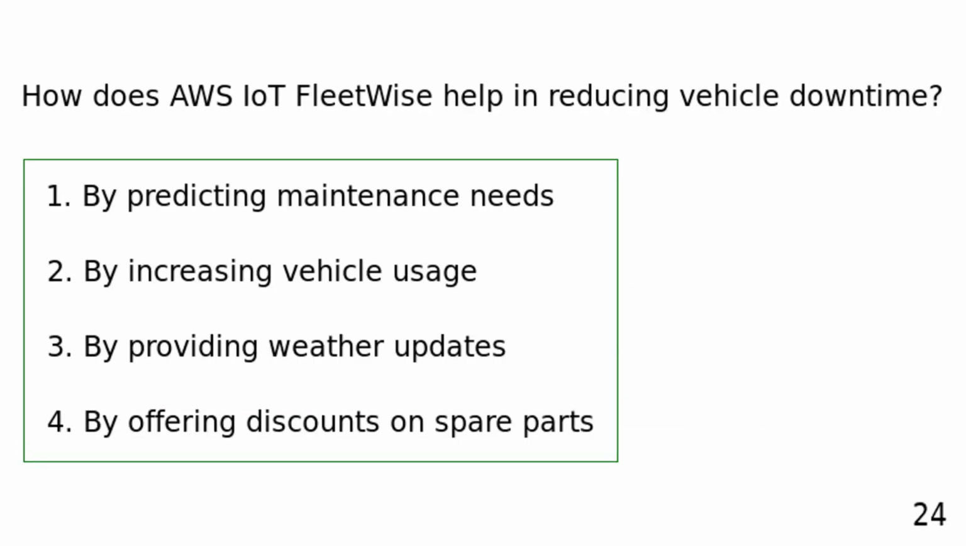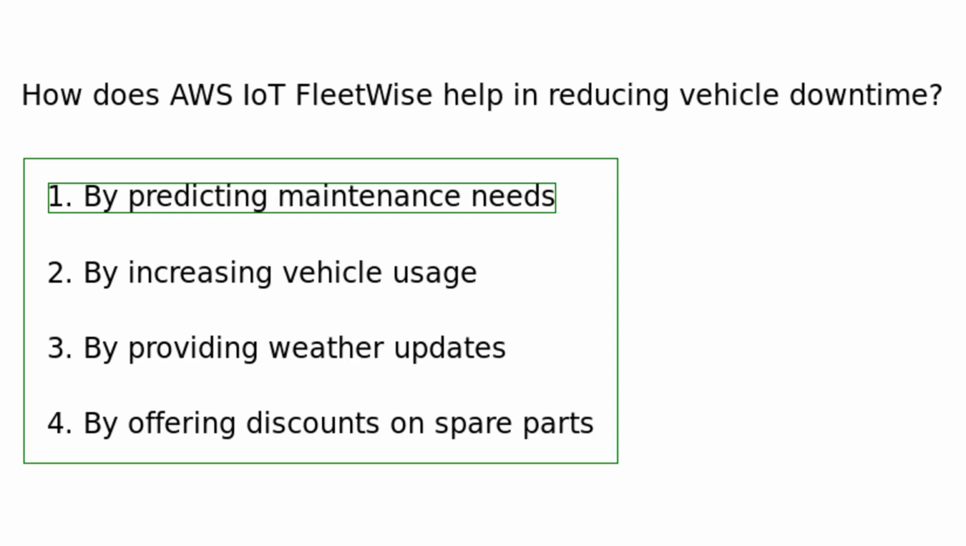How does AWS IoT FleetWise help in reducing vehicle downtime? By predicting maintenance needs. By increasing vehicle usage. By providing weather updates. By offering discounts on spare parts. AWS IoT FleetWise helps in reducing vehicle downtime by predicting maintenance needs.